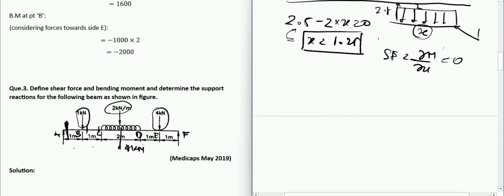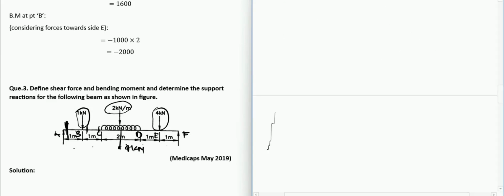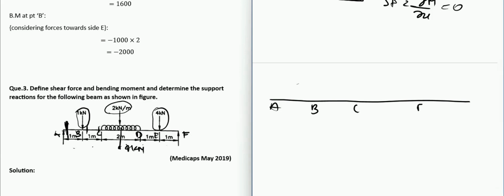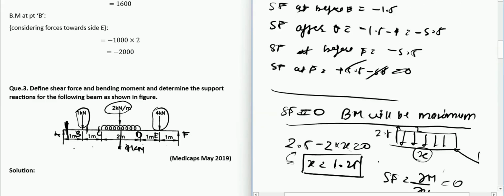So let us move ahead and calculate our shear force diagram. So we have a beam. Let us just draw the points here: A, B, C, D, E, F. At A, we have a vertical force of 3.5 kN. And as you can see, we have calculated all the shear forces.